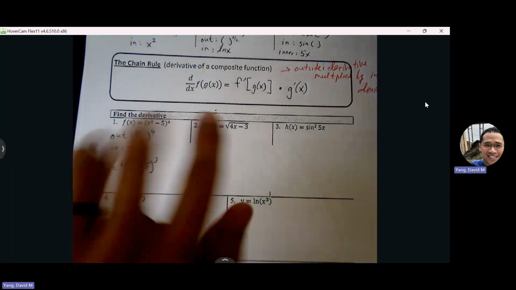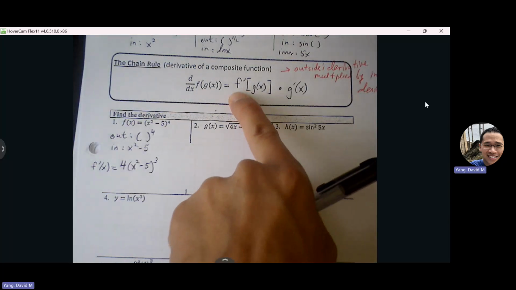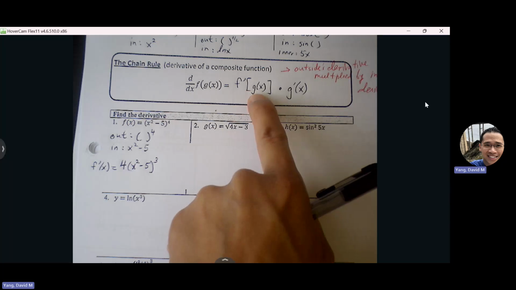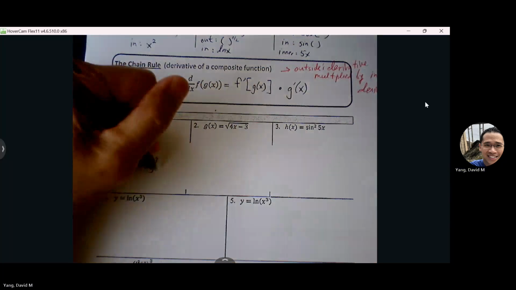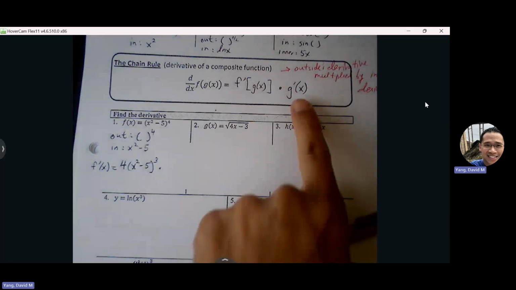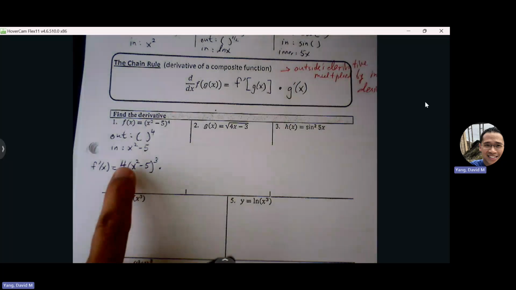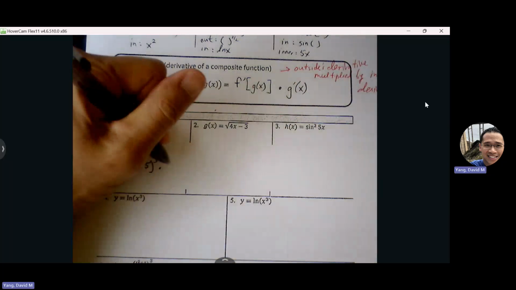Right. So this represents f prime of g of x. We took outside's derivative, but then we just recopied the inside portion and we didn't make any changes to it. Times, now we're ready for the inside's derivative. So times what? Times 2x.